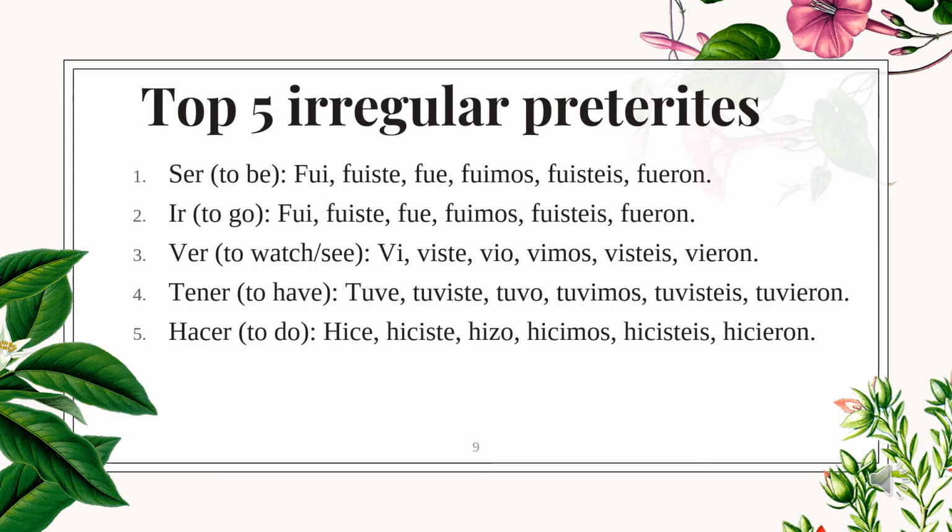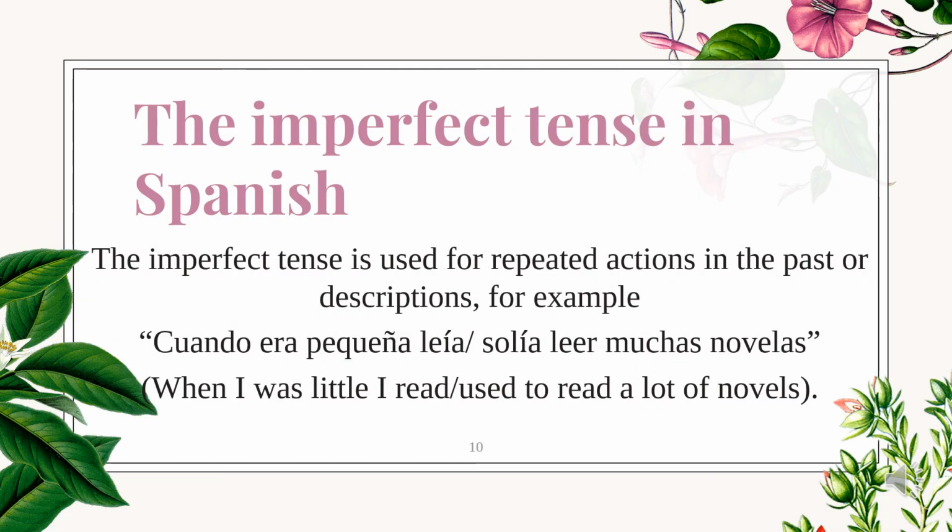And they did, hicieron. The imperfect tense in Spanish is used for repeated actions in the past or for descriptions. For example, cuando era pequeña, leía, or another way of saying it, an easier way, solía leer muchas novelas. When I was little, I read, or I used to read, a lot of novels. So when you're referring to something that you used to do for a prolonged period of time in the past, that's when you use the imperfect.